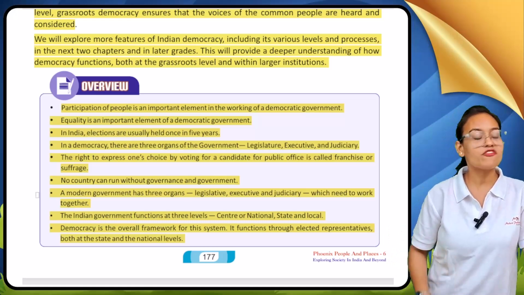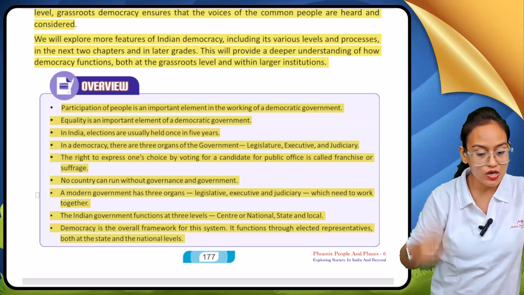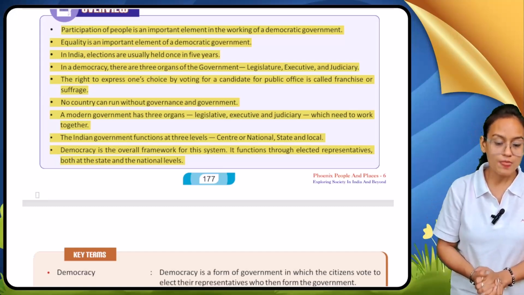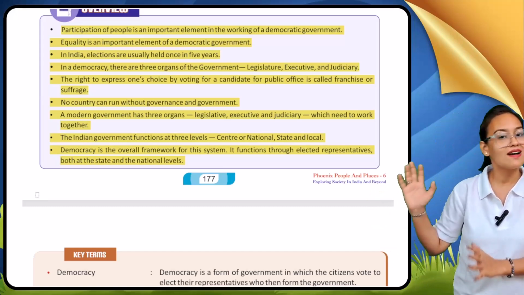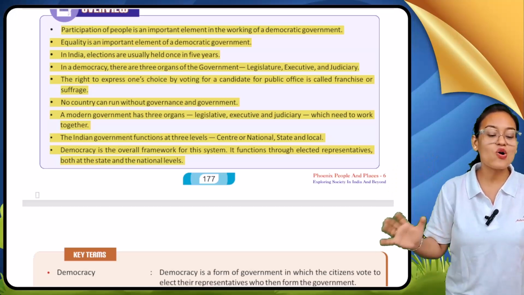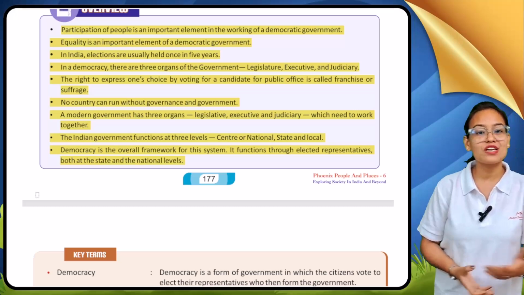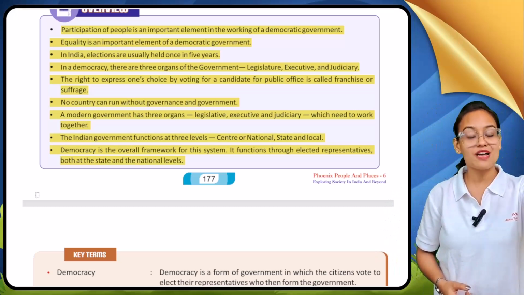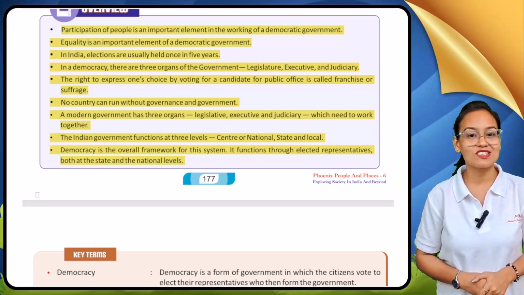The Indian government functions at three levels: central or union level, state level, and local level. Democracy is the overall framework for this system. It functions through elected representatives at both state and national level. So this is all about this chapter, my dear student. I hope you all got a very good understanding of this chapter. Now you have to go through this chapter thoroughly, revise all the points, and complete all the exercises based on this chapter.